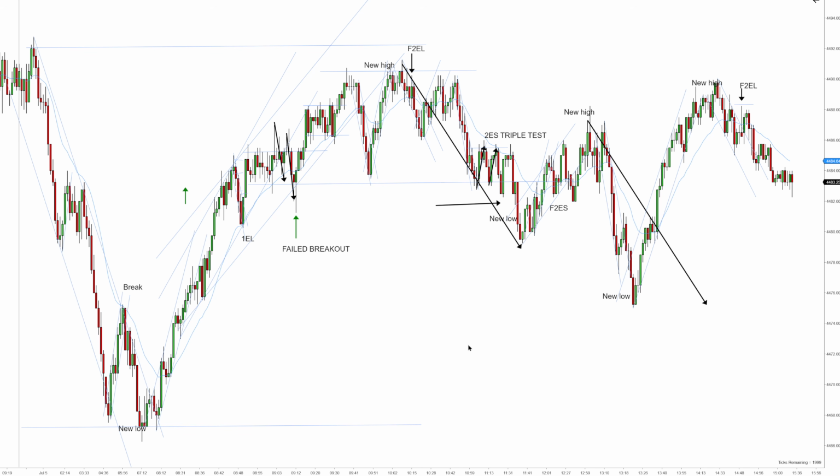So this was just one of those days where the price action was very, very slow, way too choppy, and one of those days where you just have to be patient and pay your dues. So good luck with your trading.